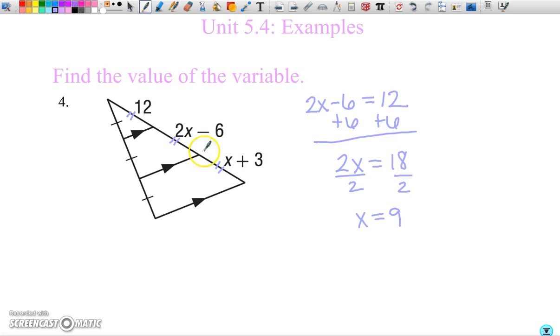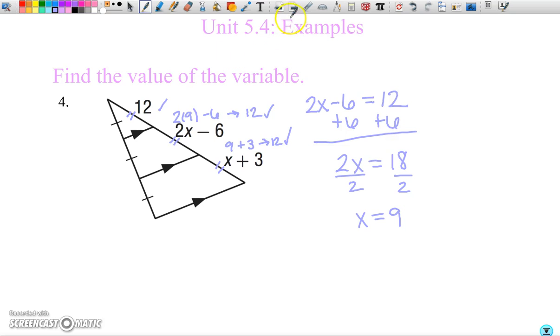So if we solve this correctly, when we plug 9 in, we should get 12 here and 12 here. Well, 2 times 9 minus 6 is 12. It's 18 minus 6, which is 12, which is perfect. And 9 plus 3 is 12. So since we got 12 in all 3 places, we know for sure that we set this up correctly.